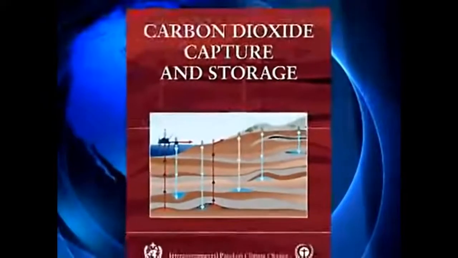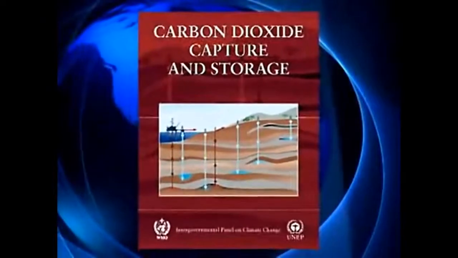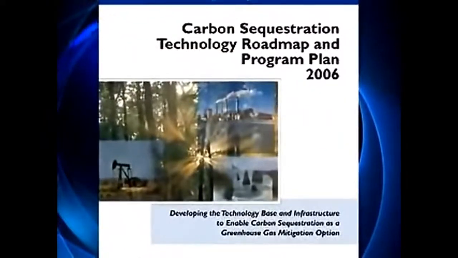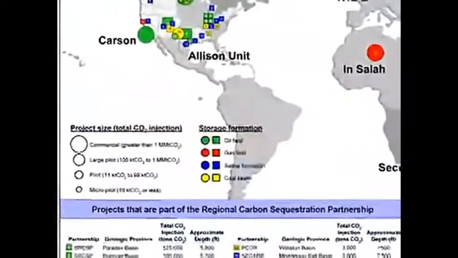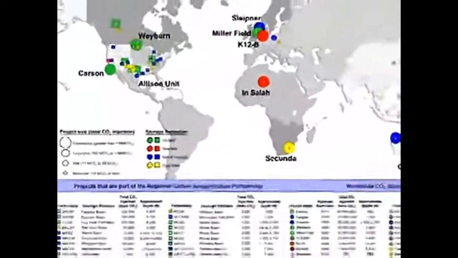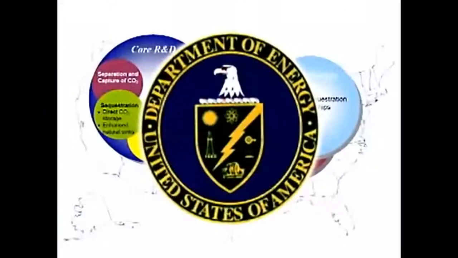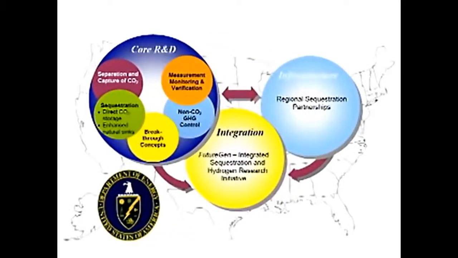Research is underway around the world to determine how to safely and cost-effectively use CCS to address climate change. Today, there are a handful of large-scale CCS operations, and there are numerous research and development projects. In the United States, research into CCS is overseen by the Department of Energy. It consists of a core research and development program and the Infrastructure Development Initiative, which includes a network of regional carbon sequestration partnerships.